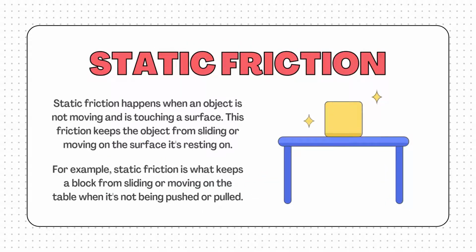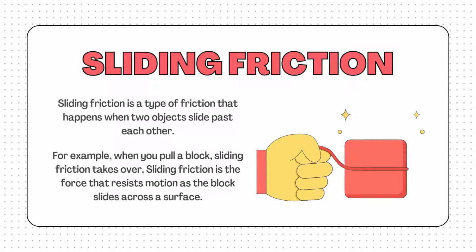Static friction happens when an object is not moving and is touching a surface. This friction keeps the object from sliding or moving on the surface it's resting on. For example, static friction is what keeps a block from sliding or moving on the table when it's not being pushed or pulled. Sliding friction.